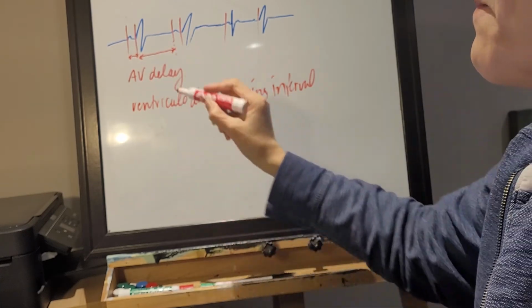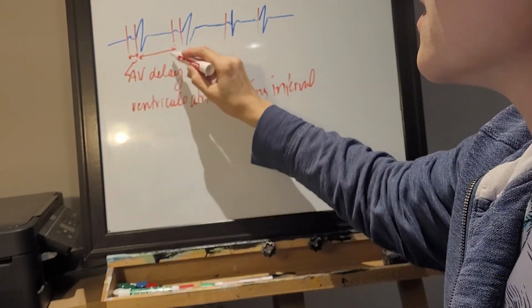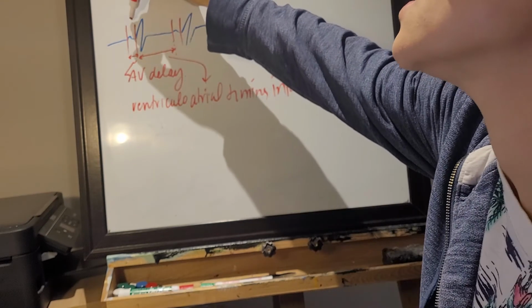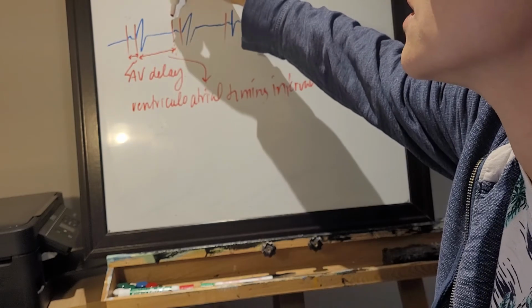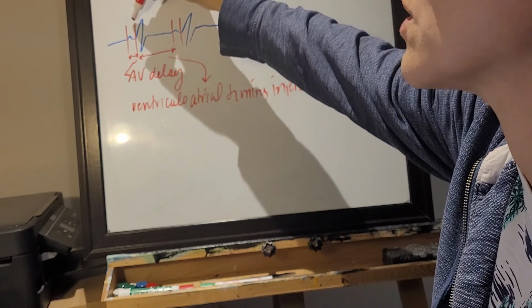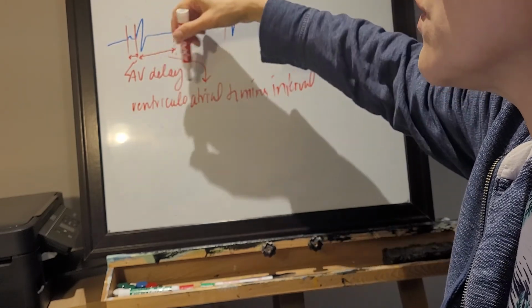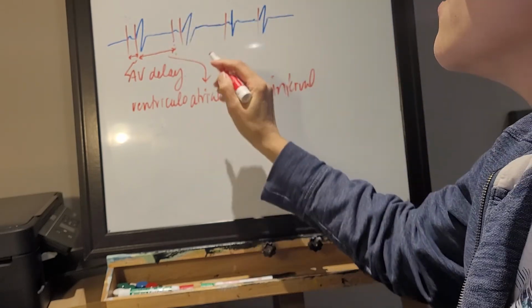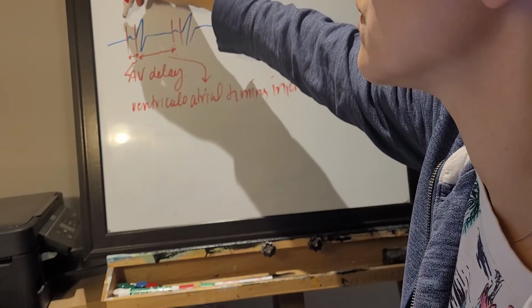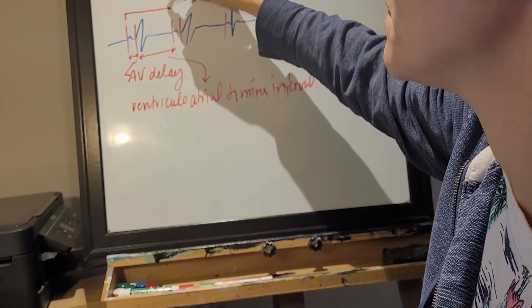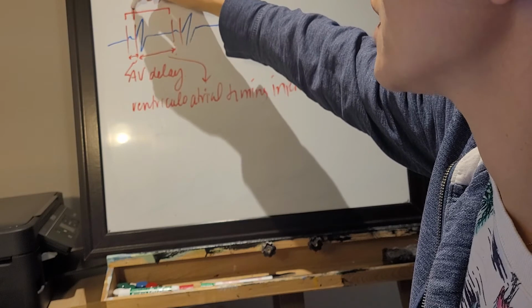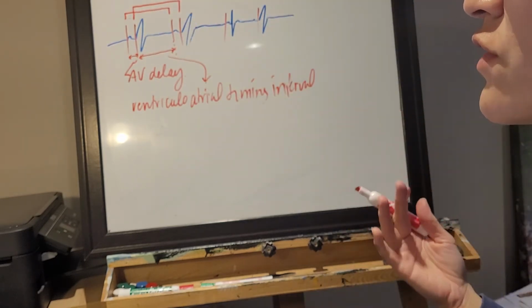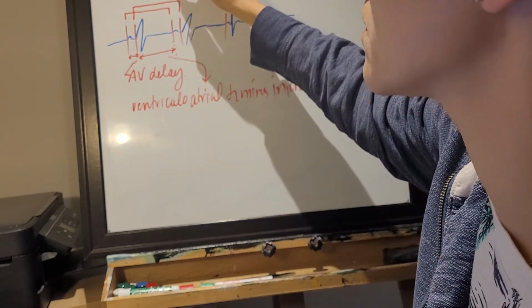Okay, so we'll just go like this and then we'll go like that, just so you know. So this is the timing between the ventricular artifact and the next atrial artifact. That's the ventricular atrial timing interval. And then you can also see that there's actually an automatic interval for the atrium and also an automatic interval for the ventricle. So we still have the automatic intervals.